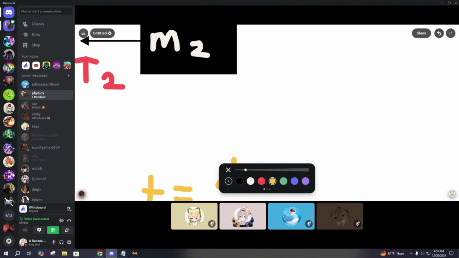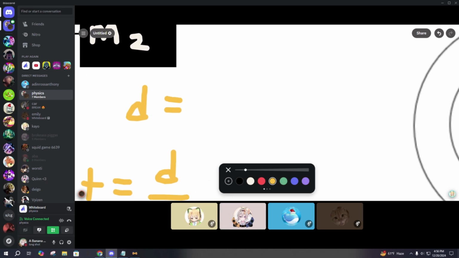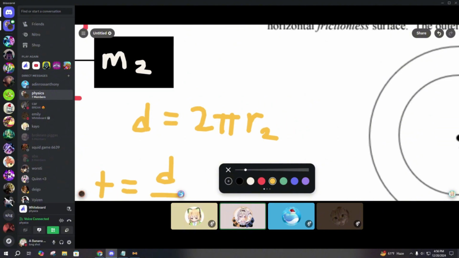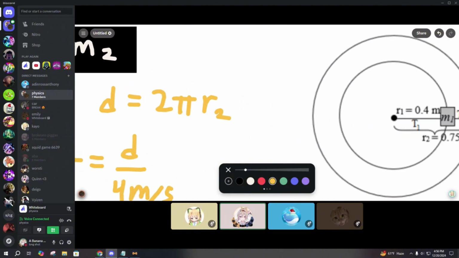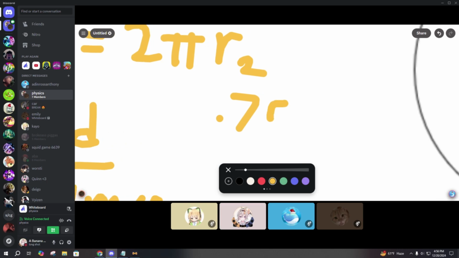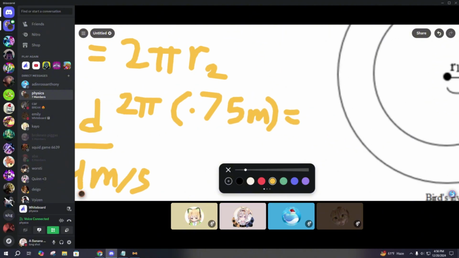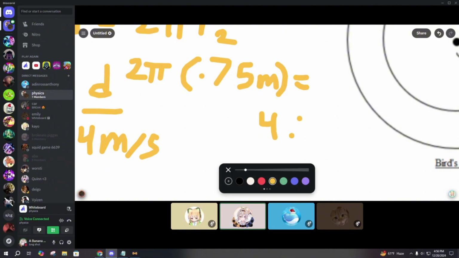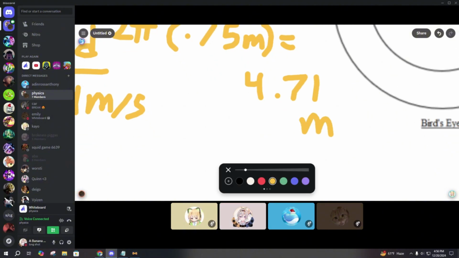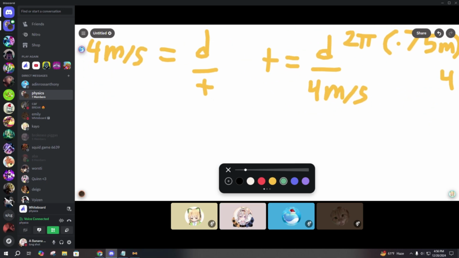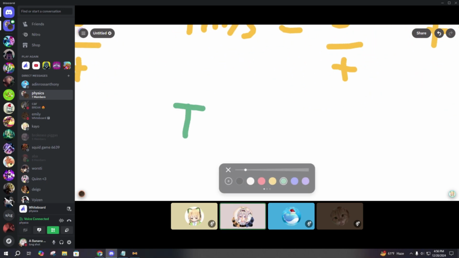So, the D for M2 is going to be equal to 2 pi R2, because that's 2 pi R circumference, and R2 is the radius of the second mass. So, 0.75 meters, you can plug that in. That's going to equal 4.71 meters.